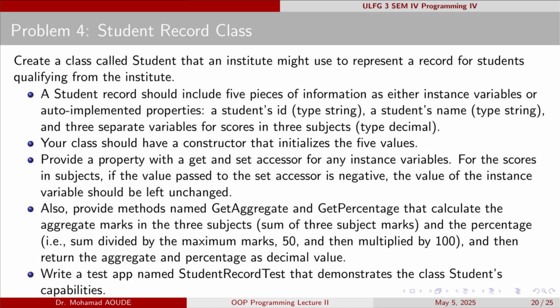For the instance variables, properties with both get and set accessors are needed. A crucial requirement here is validation. For the subject scores, if a negative value is passed to the setter, the score should not be changed. This is an important application of encapsulation to ensure data integrity. Additionally, two methods are required: getAggregate to calculate the sum of the three scores, and getPercentage to calculate the percentage based on the aggregate and a maximum possible score given as 50. These methods encapsulate the calculation logic.